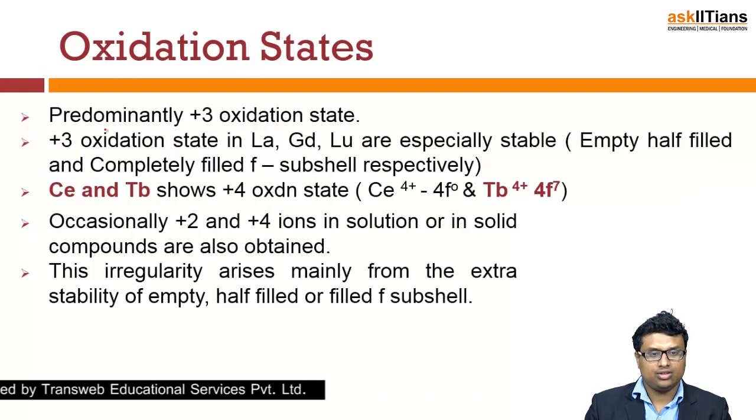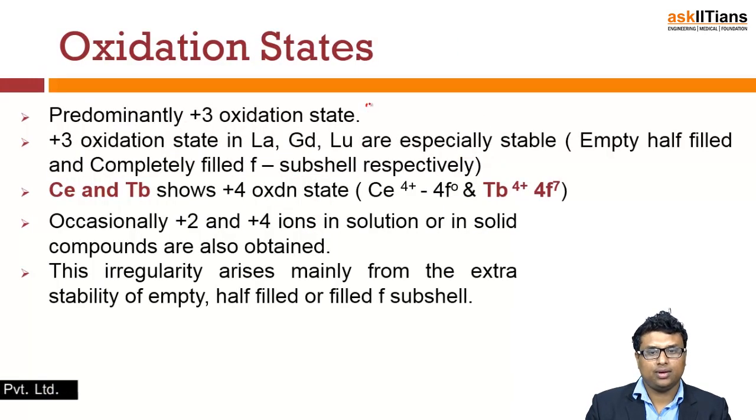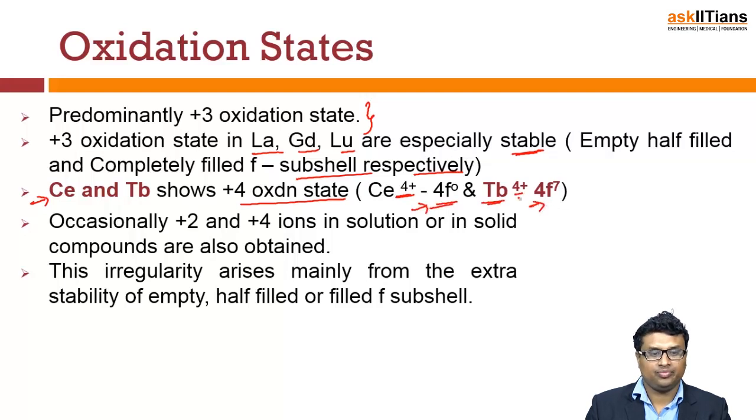Oxidation states. Predominantly they show the +3 oxidation state. The +3 oxidation state in La, Gd and Lu is especially stable. Why? Because they have an empty, half-filled and completely filled f subshell respectively. But Ce and Tb show +4 oxidation too. That is Ce4+, which has 4f0, and Tb4+, which has 4f7.